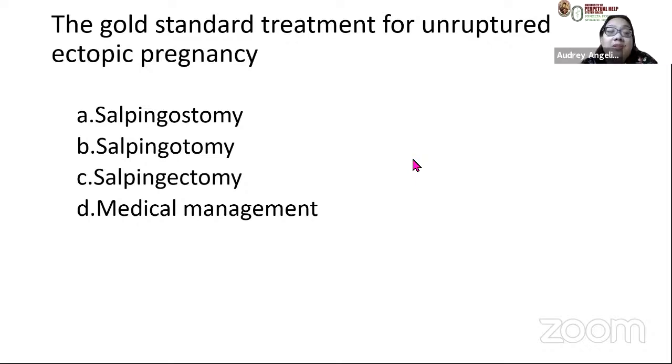What's the difference between salpingotomy, salpingostomy, and salpingectomy? You have to know these things to be able to answer this question. Salpingotomy. What is salpingotomy? How do you describe salpingotomy as a procedure?